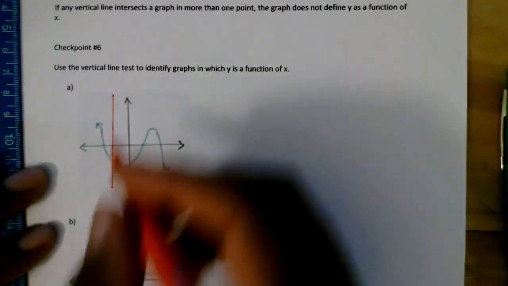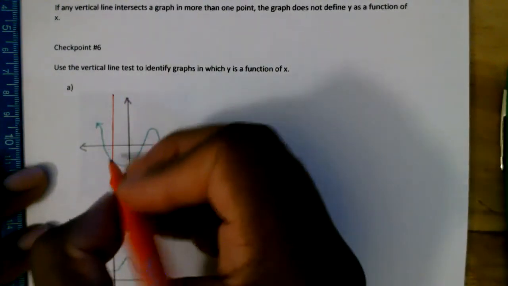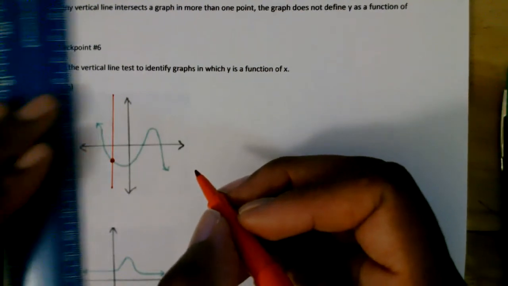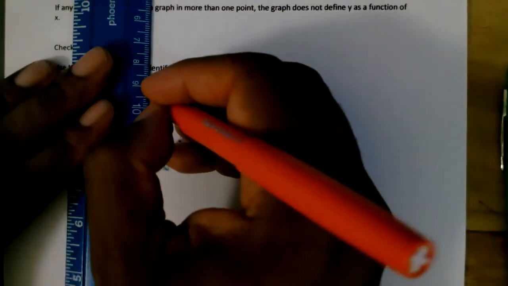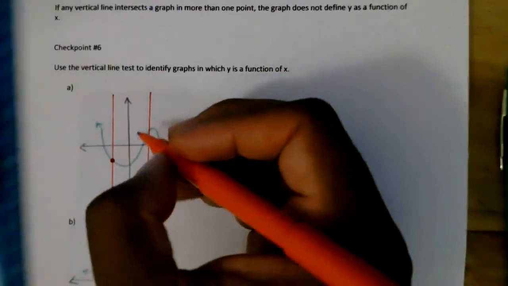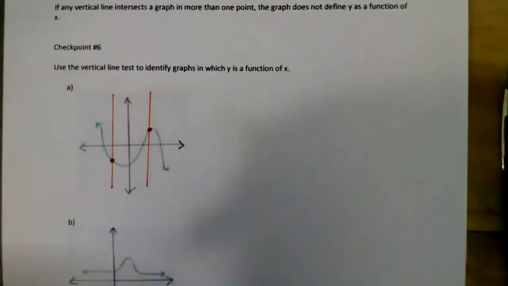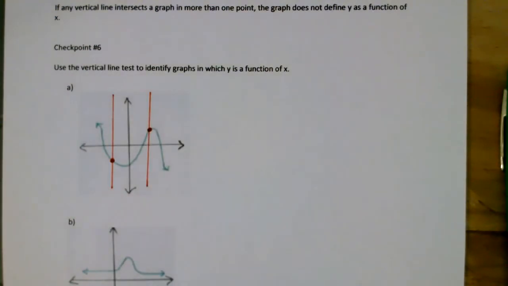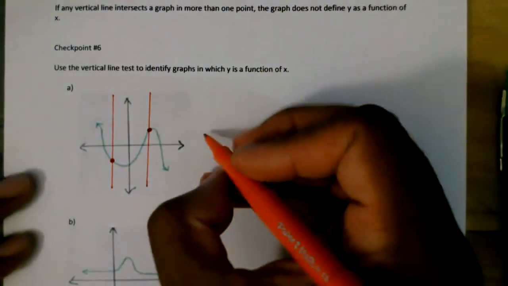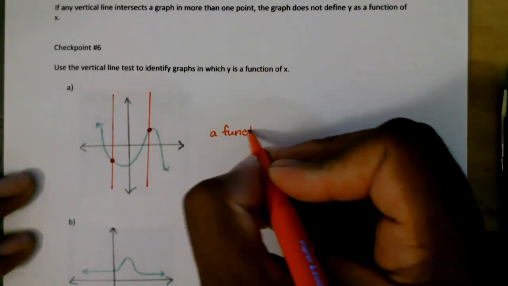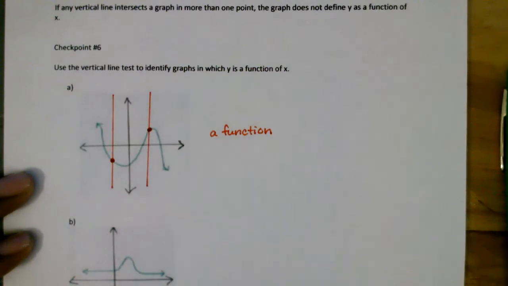Notice that this vertical line that's in red crossed this graph at only one place. Now, again, I could draw that vertical line over here. You'll see that it's still crossing the graph at only one place. So in this case here, this graph is a function based on that vertical line test.